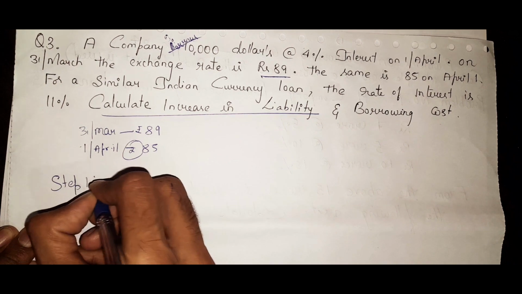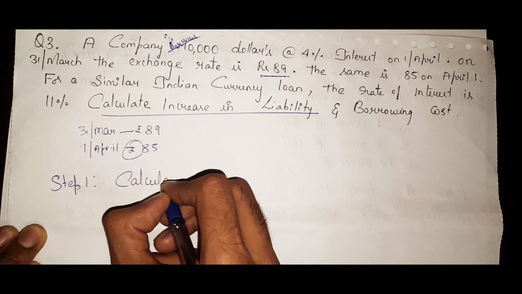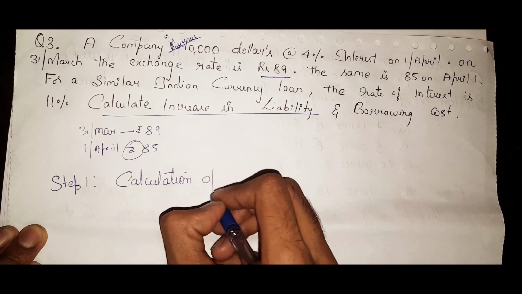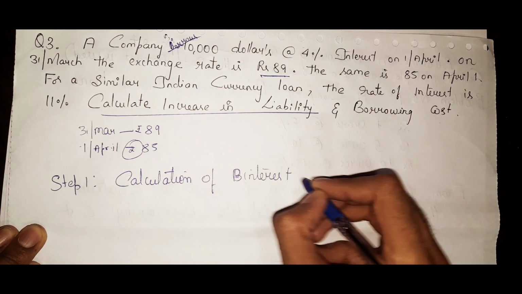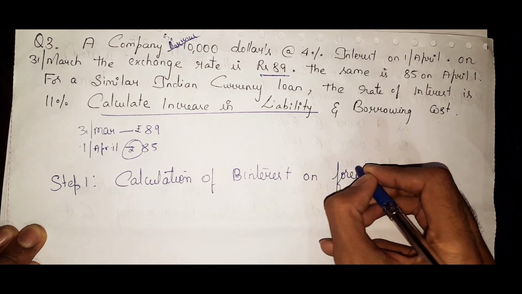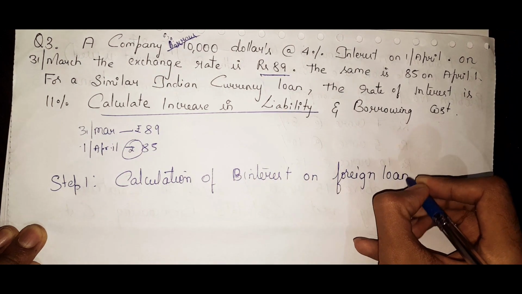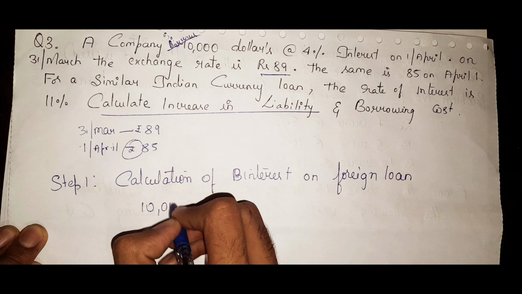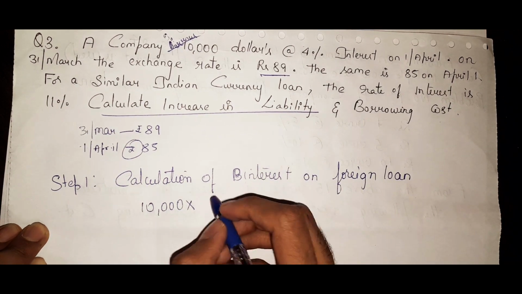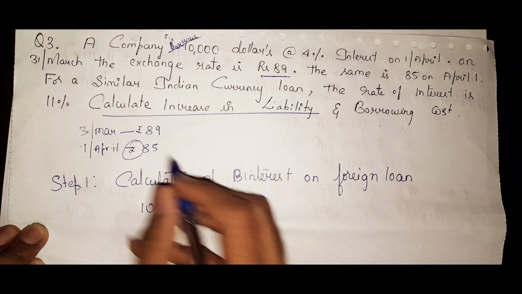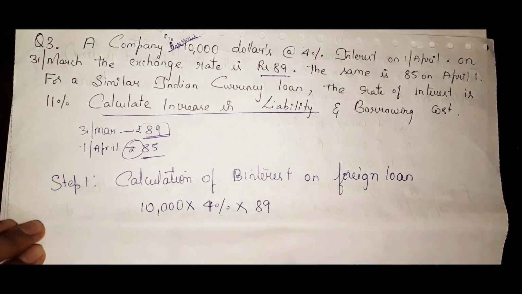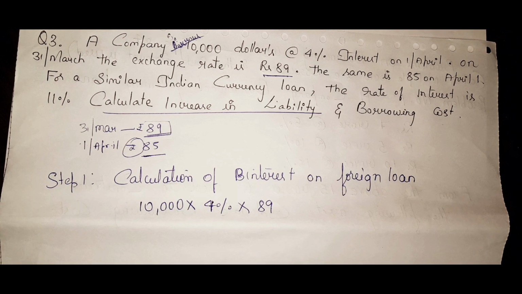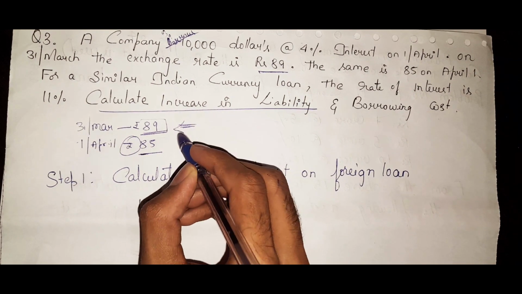So the first step will be calculation of interest on foreign loans. So total we have taken $10,000 into 4% into, we have to take closing rate, that is 89 rupees, because when we will pay the interest at the end of the year. At the end of the year, the rate is 89 rupees.